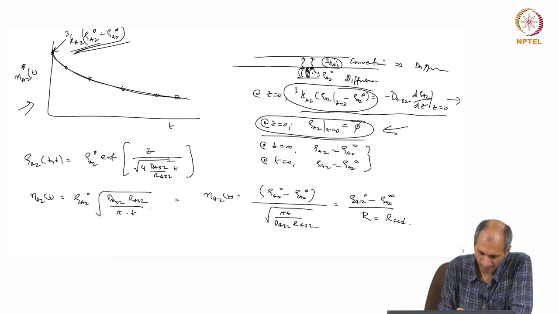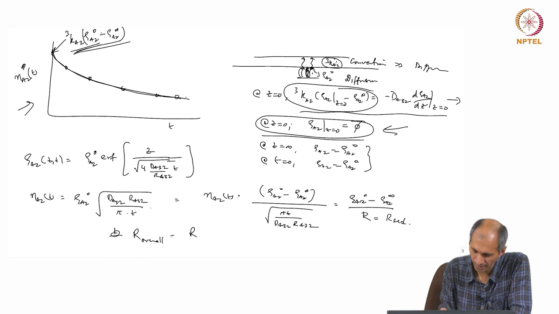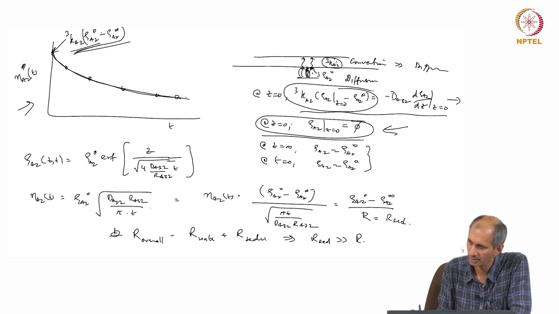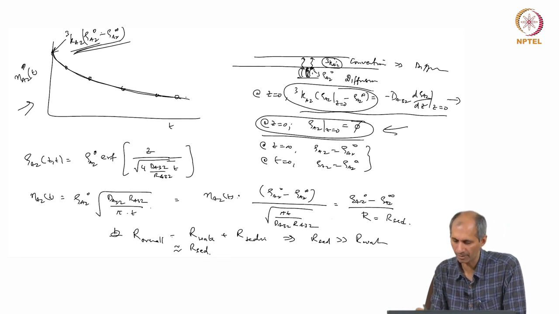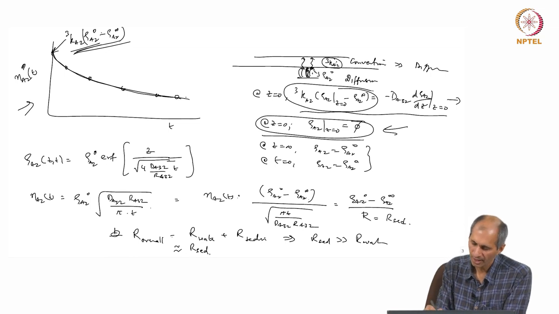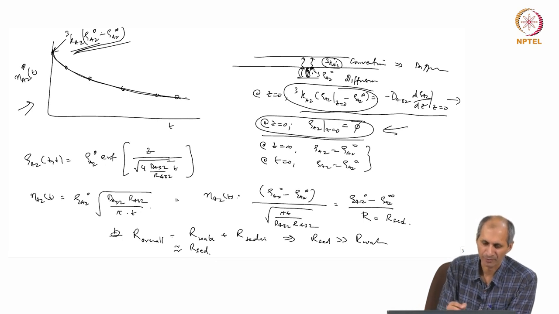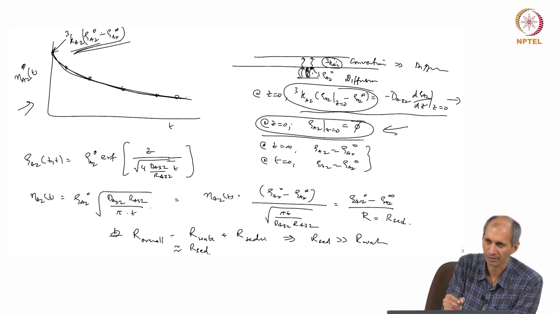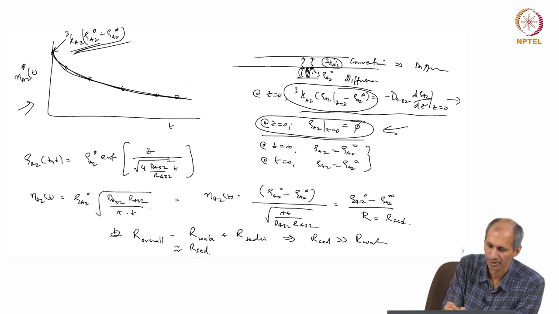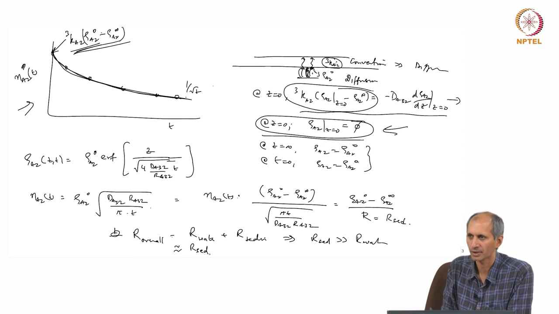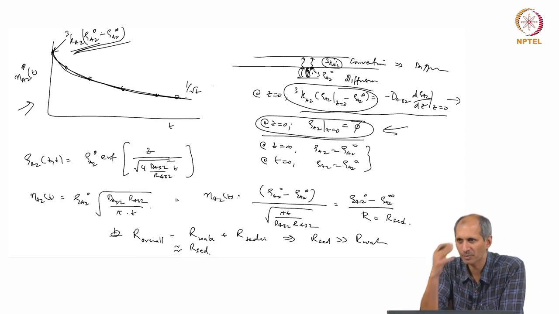what we are essentially saying, that the overall resistance equals resistance on the water side plus resistance on the sediment side, and we are saying that resistance on the sediment side is much greater than resistance on the water side, and therefore we are equating it to R sediment. If you notice, this resistance increases as a square root function of time. So, this curvature of flux versus time is approximately 1 over square root of time. So, the flux is approximately decreasing in that order.